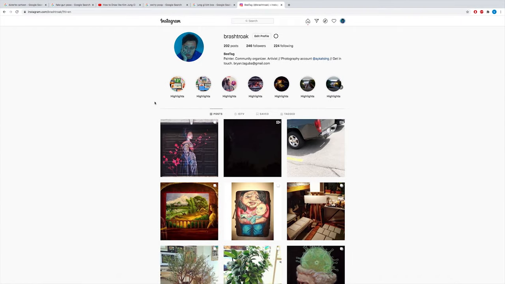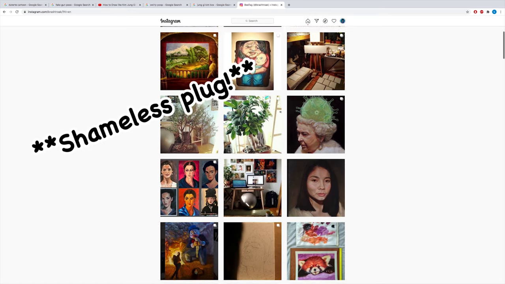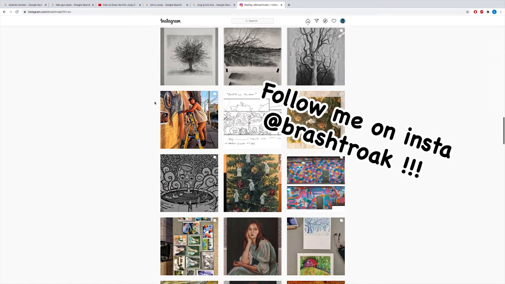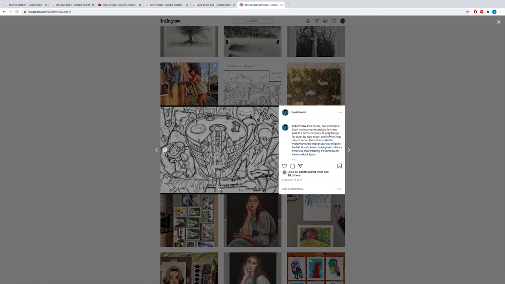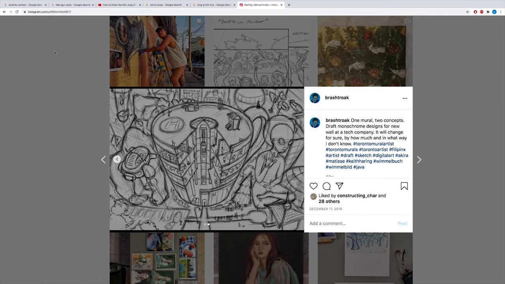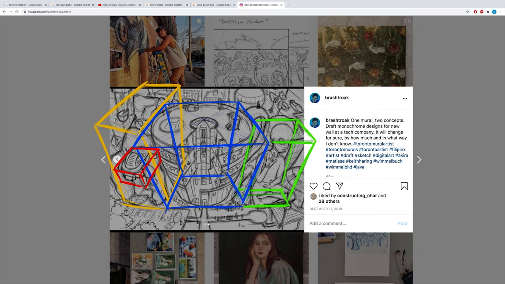Let's hop on my Instagram and look at a draft I made for a mural design. Using Jung-gi's technique helped me tremendously in this jam-packed scene by first simplifying the components as boxes to simplify perspective, depth, dimension, and scale before unboxing them into their specific forms, shapes, and details.